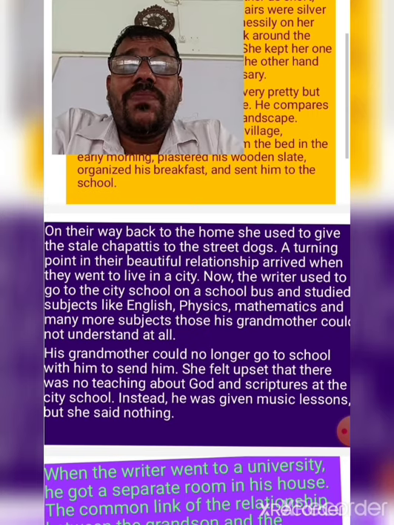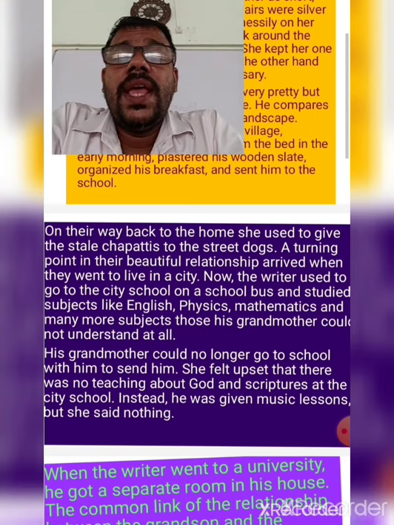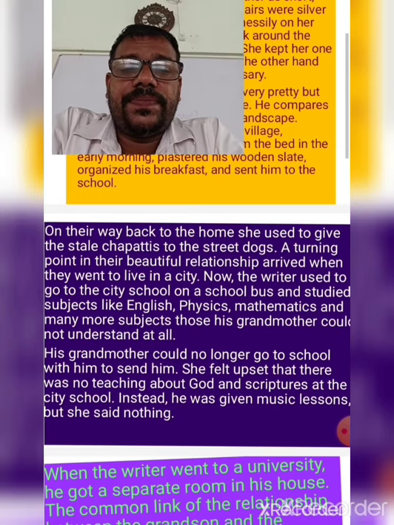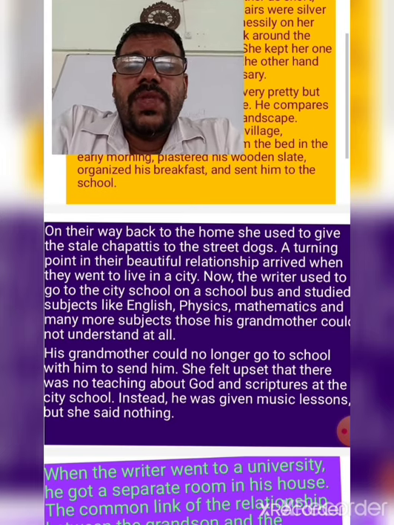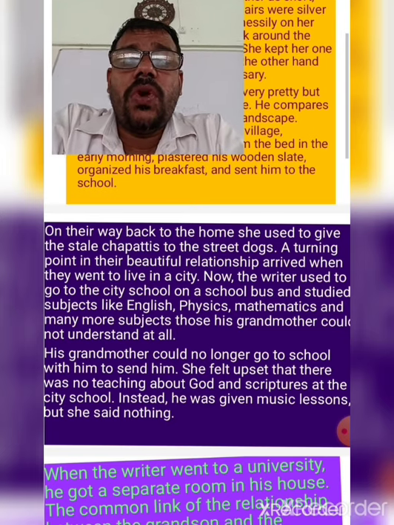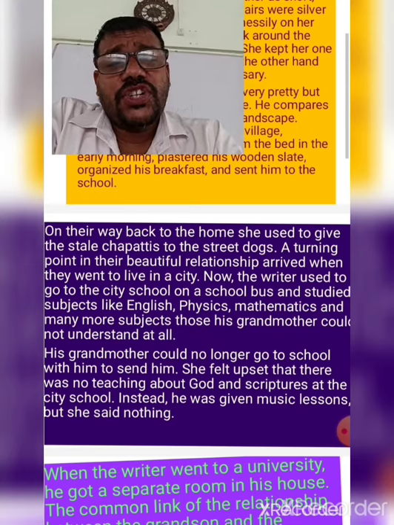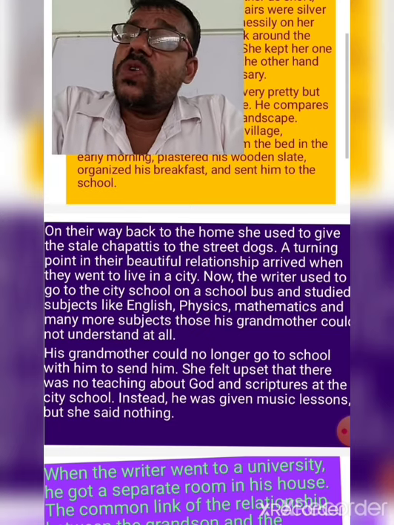There is a change taking place in the relationship between the grandmother and the writer. Now, the writer used to go to the city school on a school bus and studied subjects like English, physics, mathematics, and many more subjects. Those subjects were not known to the grandmother, and therefore she could not help him anyway. Therefore, she could not be together with him for more time.